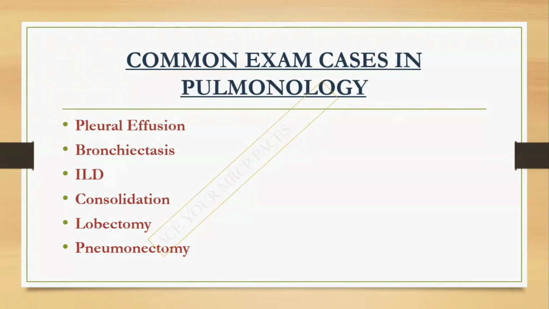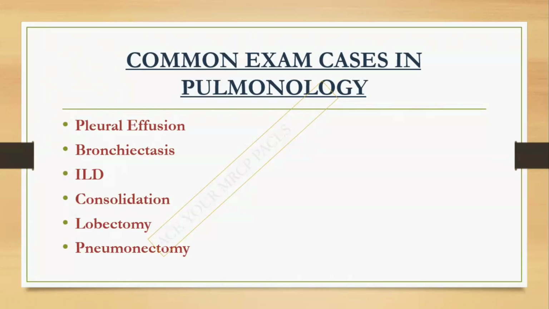And then the examiner might ask you further questions, such as why you were telling that just above that level. You can tell that yes, there might be a collapse just above that level of pleural effusion. That's why there was bronchial breathing and increased vocal resonance.